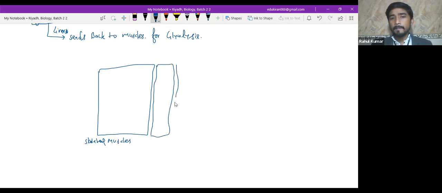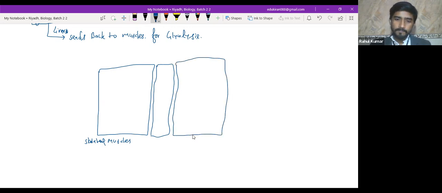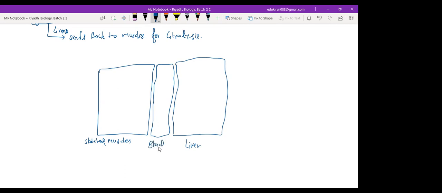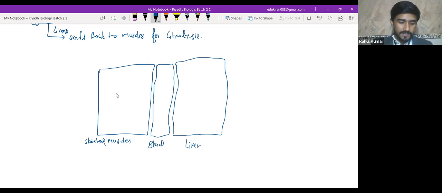And finally, this is your liver. What is connecting muscles with liver? Of course, one thing connects everything in the body. And what is that? Blood. Yes. So in the skeletal muscles, what happened? We got glucose, and through glycolysis, this is the pathway, this is the cycle. Okay, it has a name. It is never asked in boards, but has been asked in entrances, so you should know it.